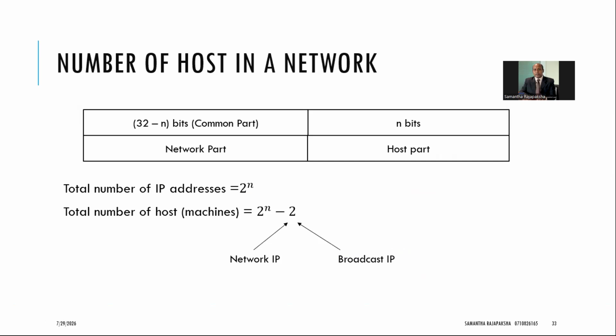So in general, you should remember if the IP addresses are given with 32 bits, version 4, and you allocate n bits for the host, there will be 32 minus n for the network part. Then totally how many IPs do you get? 2 to the power n IPs. Out of that, the first one and the last one are reserved. Therefore, how many hosts can be in the network? 2 to the power n minus 2. Why minus 2? The first one and the last one are reserved for the network part and the broadcasting.